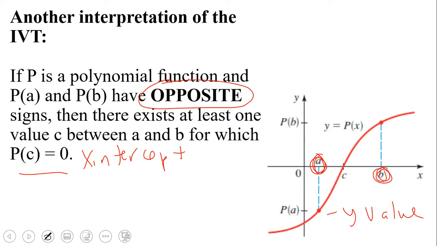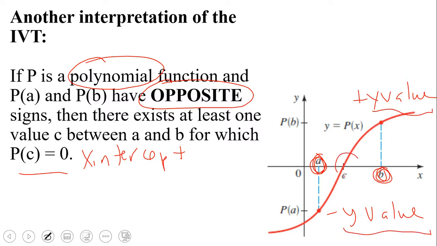Let's say you plug in some other x value b, and let's say you get some positive y value. If you're again taking into account the fact that the function is continuous, and we know that it is because it's a polynomial, the only way that you can get from this negative value to this positive value is by crossing the x-axis, which means an x-intercept has to exist somewhere between a and b.